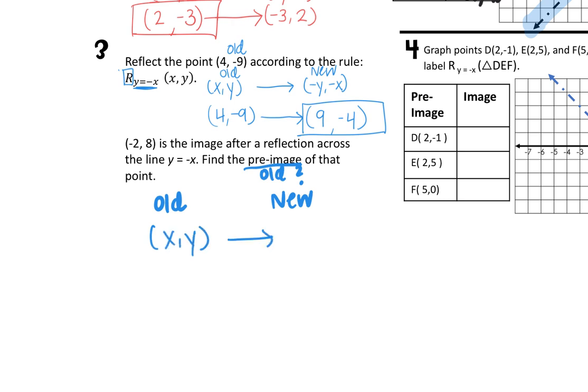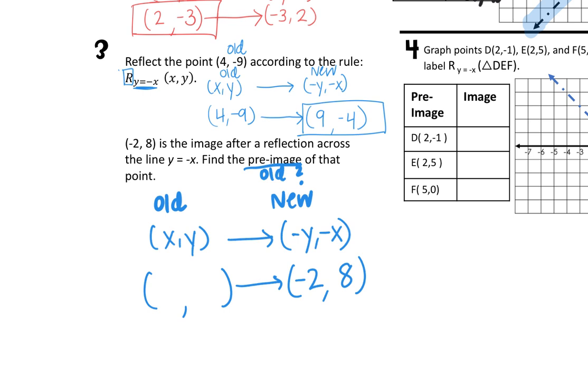Okay, so let me just kind of start off here. I know I'm doing -y, -x. All right, we're looking for our original point. They gave us the new point, so let's write that down in here. It's -2, 8. We're still doing the same thing. Even if they give us the new point, how do we get the original? We're going to still apply the same rule. Let's swap positions and change the sign.